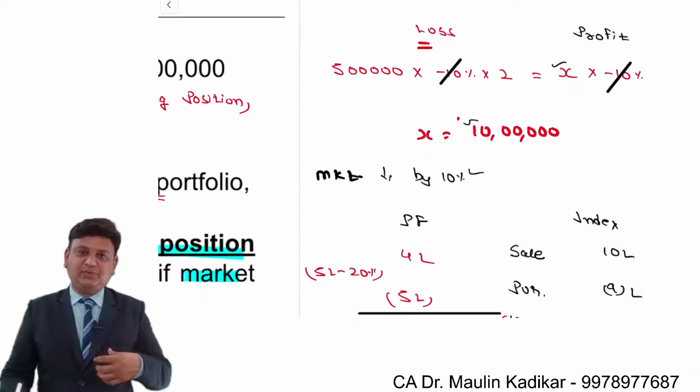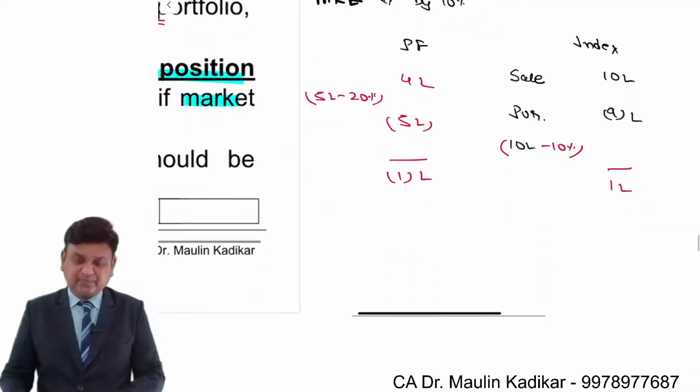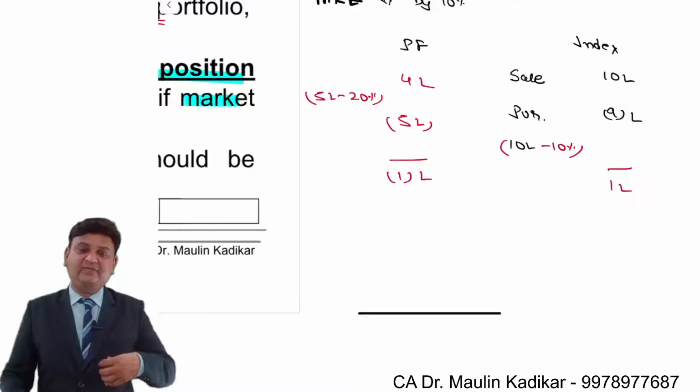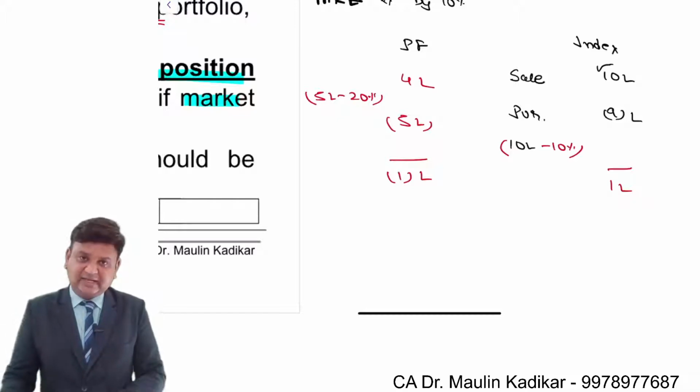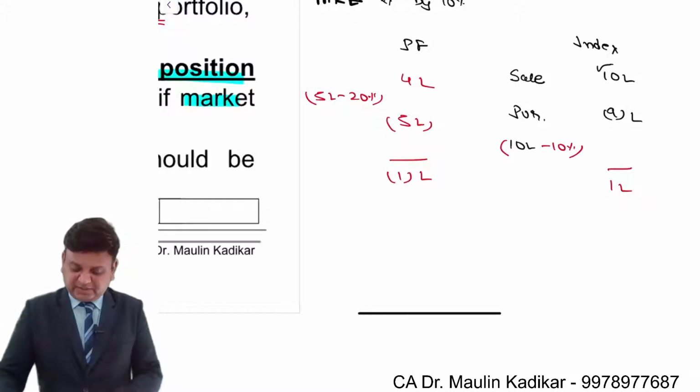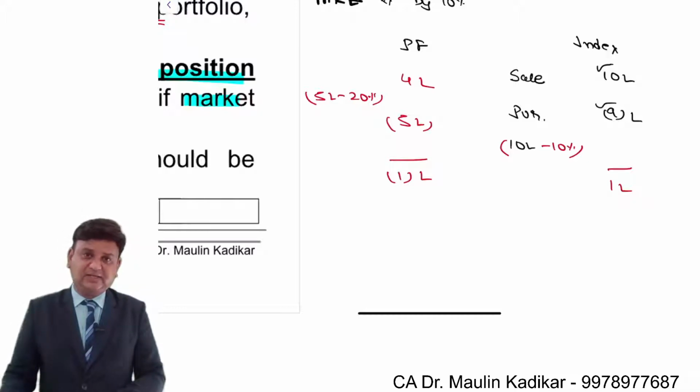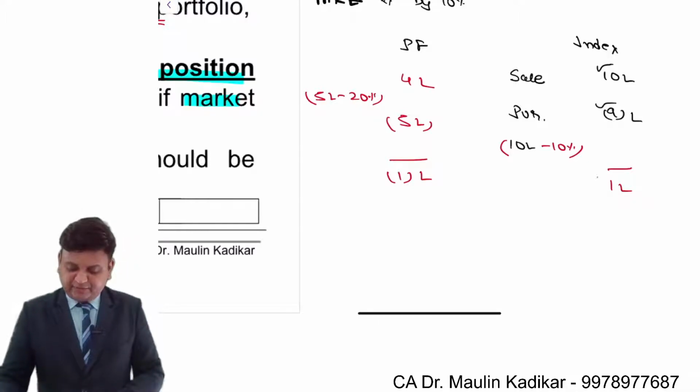So friends, I am giving the explanation once again. Say I have entered into a transaction for selling the index for an amount of 10 lakhs. The market falls by 10%, so it reduces to 9 lakhs. So I make a profit of rupees 1 lakh.